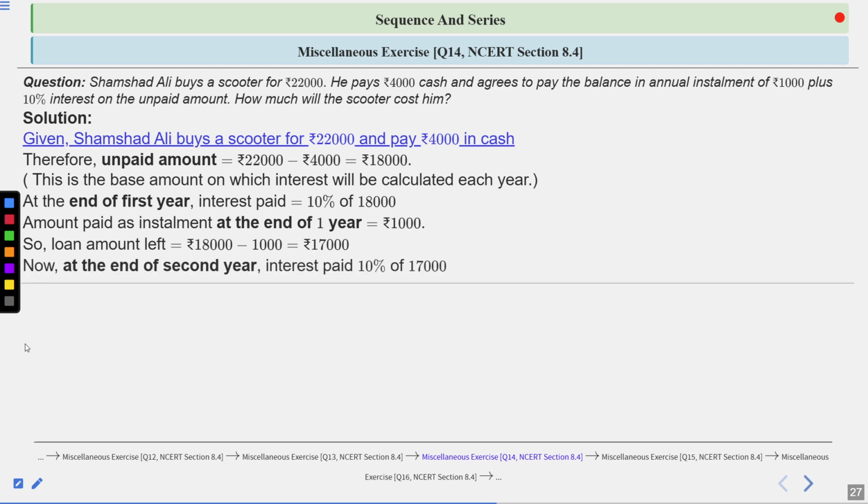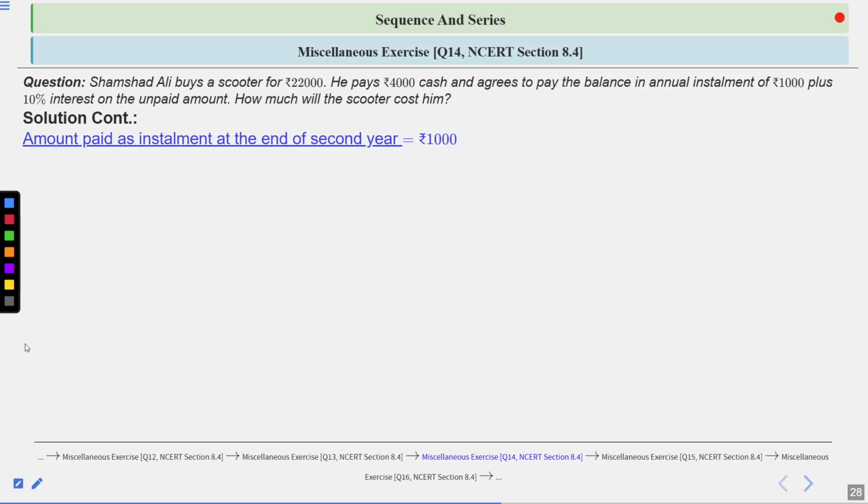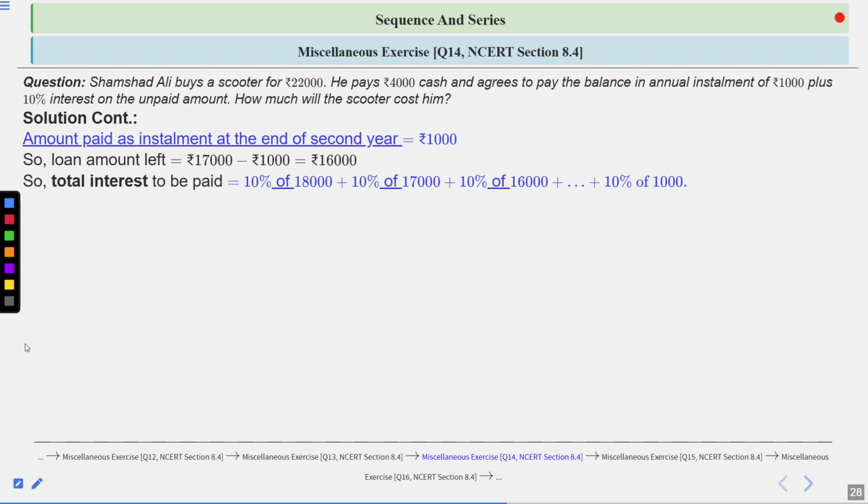Now, at the end of second year, interest paid is equal to 10% of 17,000, right? Now, the amount paid as installment at the end of second year is again Rs 1,000. So the loan left is basically Rs 17,000 minus Rs 1,000, which is equal to Rs 16,000. So total interest to be paid is equal to 10% of 18,000 plus 10% of 17,000 plus 10% of 16,000 up to 10% of 1,000, right?